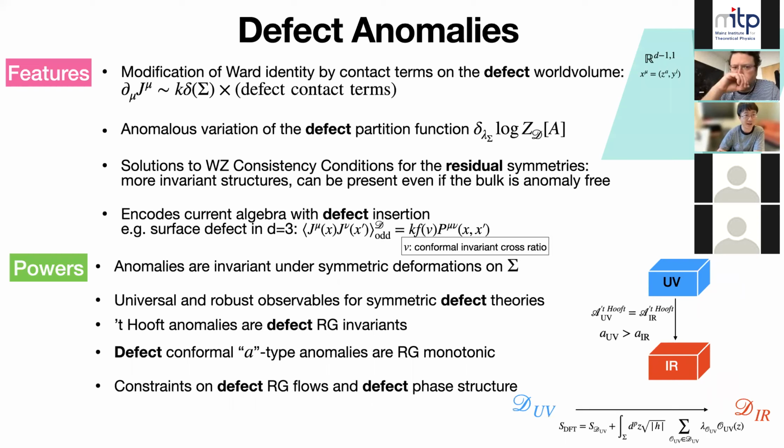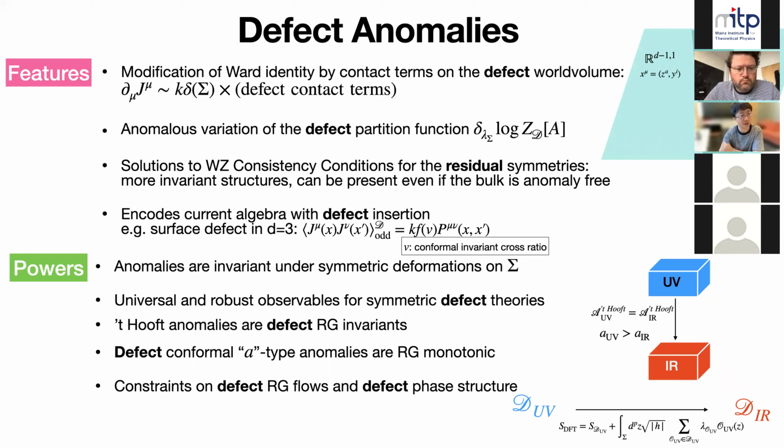Okay. So here, such a defect anomaly can in general be captured by modification of the Ward identity by contact terms on the defect world volume. So this delta function schematically localizes the defect world volume, and in terms of these coordinates, it's the delta function that sets all the transverse coordinates y^i to 0. Similarly, this anomaly is also captured by the anomalous variation of the defect partition function when you couple the defect to some background gauge field that couples to the extrinsic symmetries, and you perform a gauge transformation on the defect world volume, which is denoted by lambda sigma.